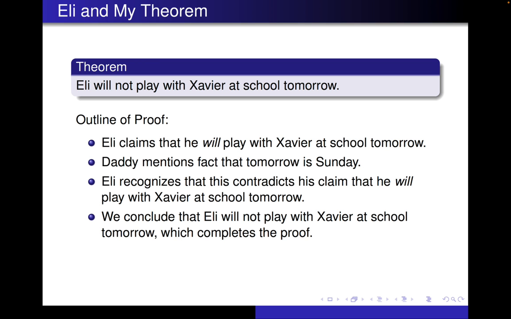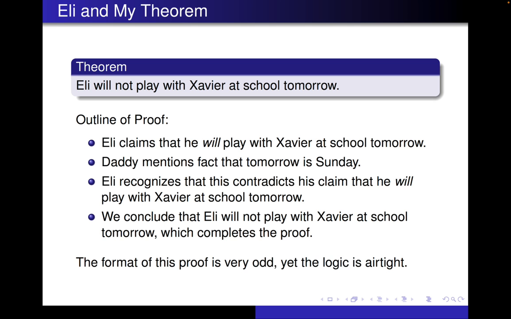Now, if you look at those bullet items as the outline of a proof, it's a very odd format for a proof, not the normal one that we do, and it's hard to match up the things that we're doing in the proof with what actually happens in the theorem. But the most important thing here is the logic is absolutely correct. The logic is airtight. That proof did prove that Eli will not play with Xavier at school tomorrow.